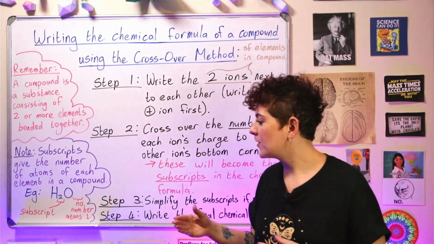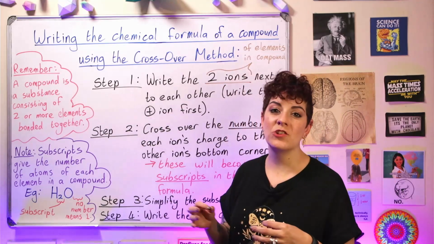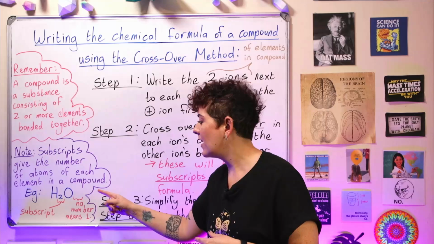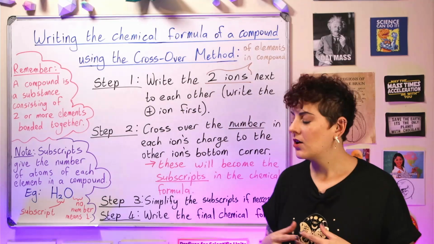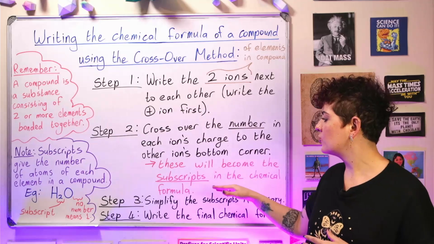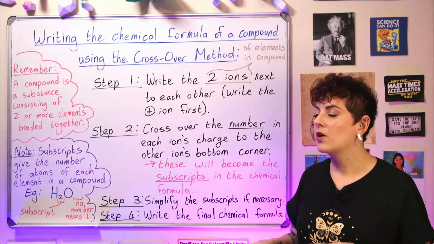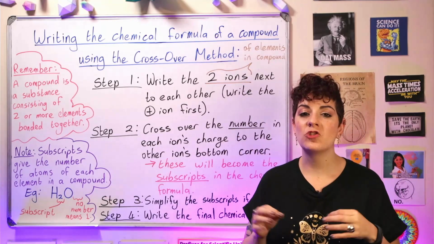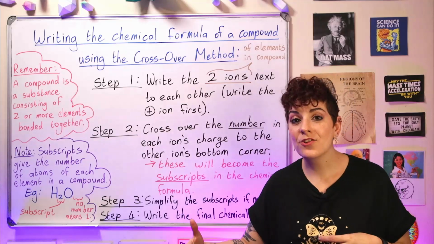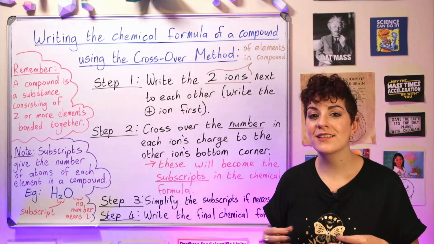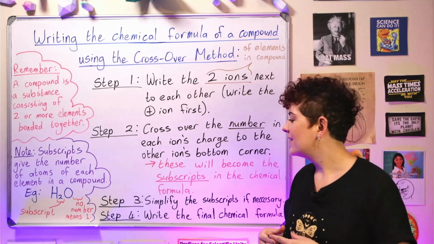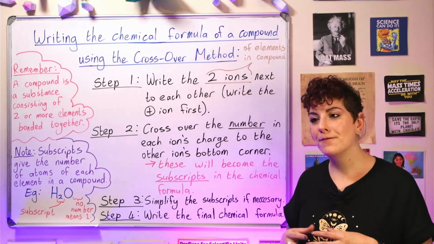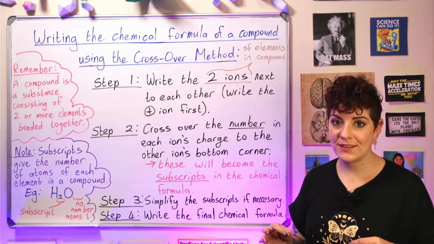So the subscripts of 2 and 1 tell us that each water molecule would have 2 hydrogen atoms and 1 oxygen atom. Right. So coming back to our steps here, we've just looked at step 2, where you cross over the numbers in each ion's charge to the other ion's corner, and those little numbers will eventually become subscripts in the chemical formula. Now, step 3 is to simplify the subscripts if necessary.